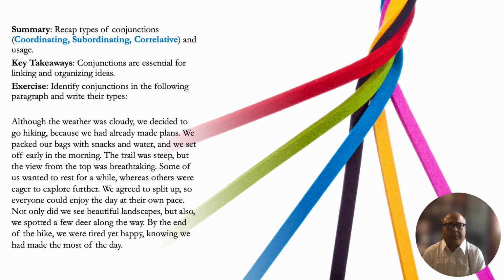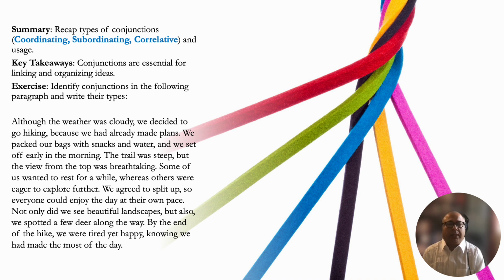Okay, so let's summarize the lesson. There are three types of conjunctions we learned: coordinating, subordinating, and correlative, and their usage. Why do we use conjunctions? We use them because they're important. They link two ideas, two sentences, two phrases, and they help the writer organize the idea. They make the meaning clear to the reader also.